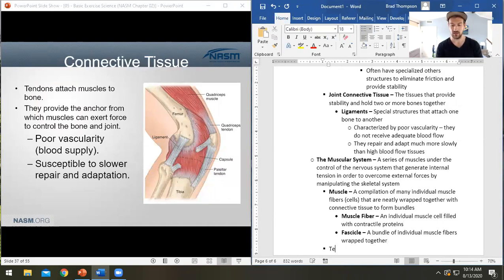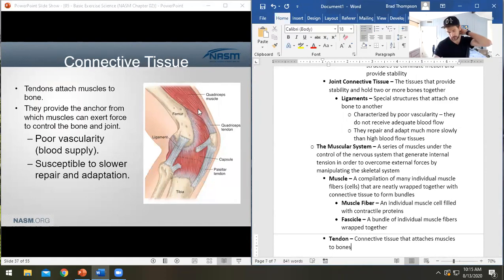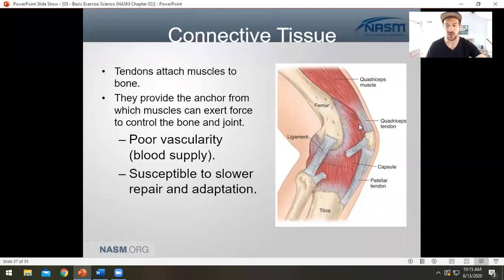So then your tendon is connective tissue that attaches muscles to bones. This is another classic example. This is also one thing that I kind of hate about this picture. See this picture here? You can see this section here is a really accurate representation of how a tendon works, right? The muscle runs along and grabs this whole section of bone here. This here, where it comes in and attaches to the top of your patella, and then there's another bit that attaches to the bottom of your patella.